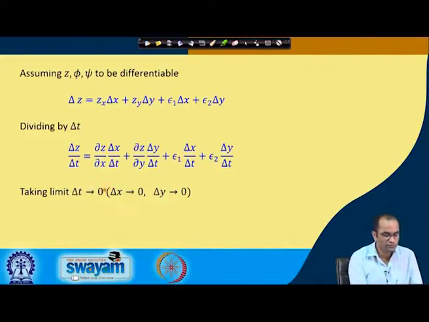So, delta t goes to 0 means delta x goes to 0 and delta y goes to 0, because x and y are functions of t, and if there is no variation in t, then naturally the variation in x and y will also be 0. So, as delta t goes to 0, delta x goes to 0 and delta y goes to 0.